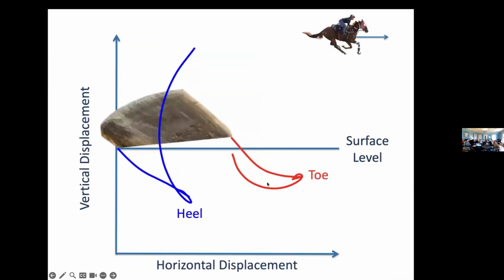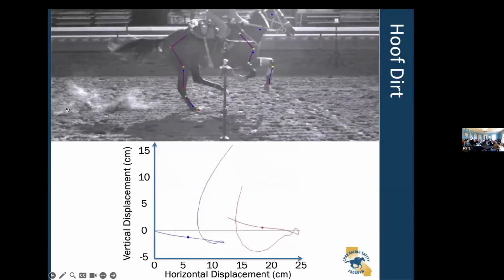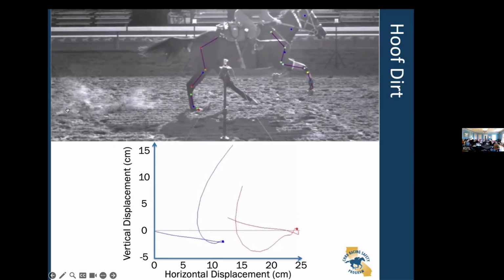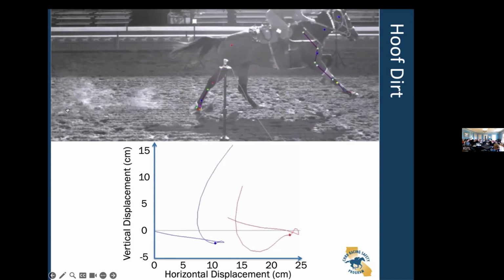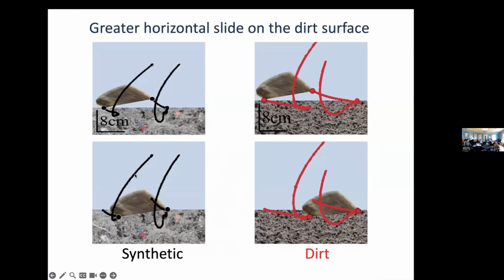We can also track what happens with the hoof in the ground surface, so we can follow the heel and the toe, and their displacement in the surface. Here we're following as the hoof moves into the surface, it slides forward, it begins to rotate in the ground as it starts to propel the horse forward, and then we get right over and toe off. And we have a similar thing for the synthetic surface.